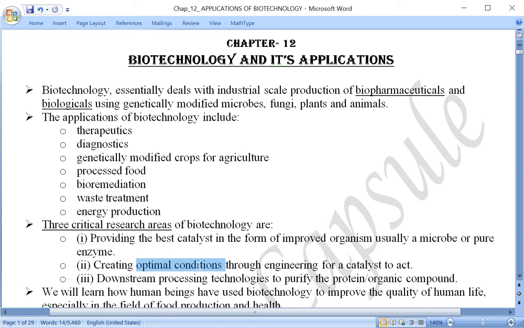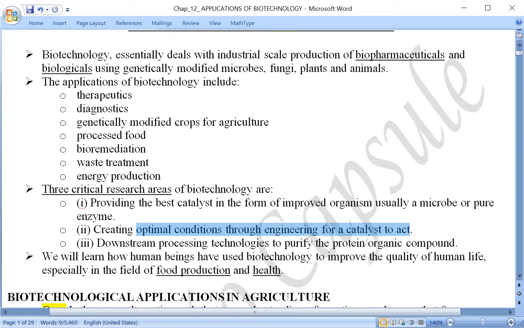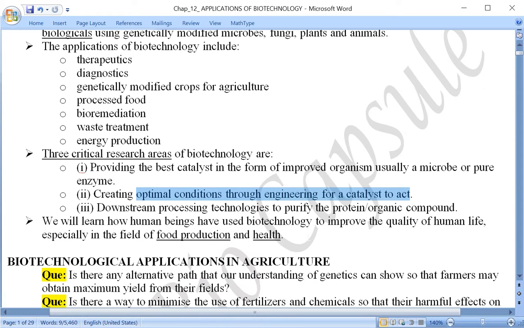Creating optimum condition through engineering for a catalyst to act means whatever conditions are required so that a catalyst can act and bring about the changes in a positive direction. What I said here, the catalyst can act in a positive direction so that, for the purpose for which the catalyst was used, that change or the product should be produced at the end.